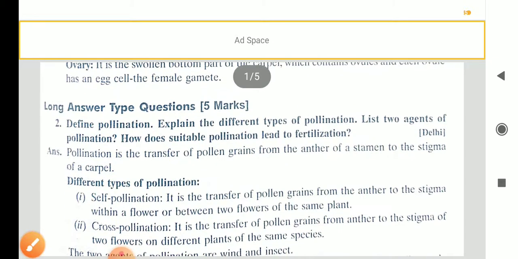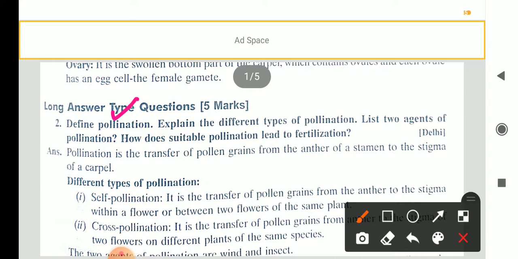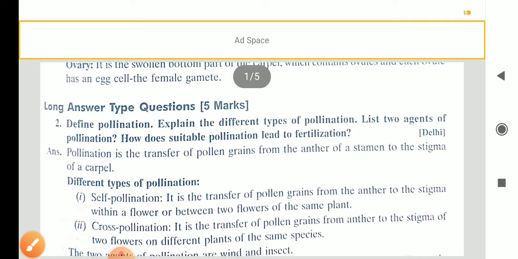Now the next question: define pollination, explain the different types of pollination, and list two agents of pollination. How does suitable pollination lead to fertilization? Okay, this is a 5 marks question. The first part is 1 mark, this one may be 2 marks, and the 3 marks you have to write, one and a half for these two parts, right? Now see, you have to write the answer according to the distribution of the marks.